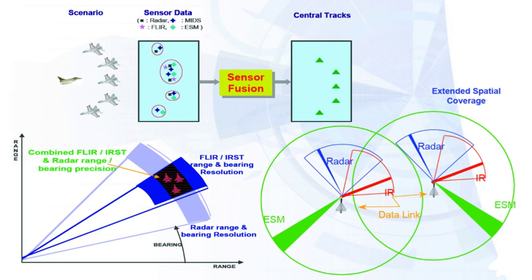Advantages coming from decision-level fusion include reduced communication bandwidth and improved decision accuracy. It also allows the combination of heterogeneous sensors.